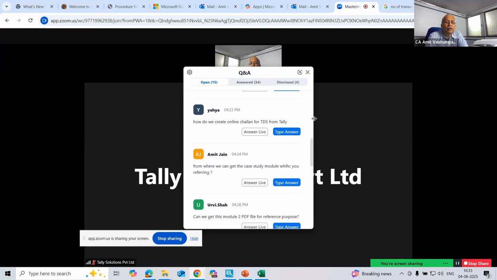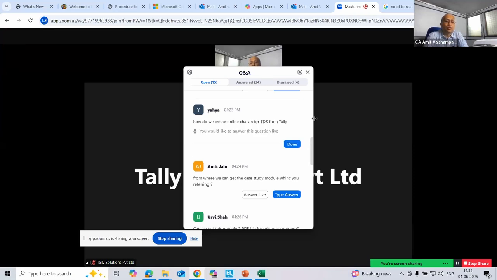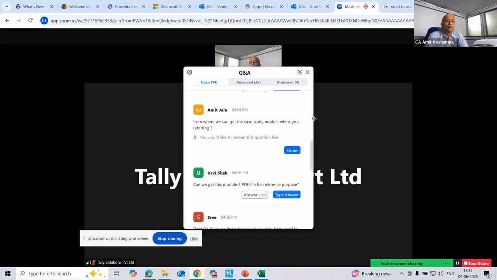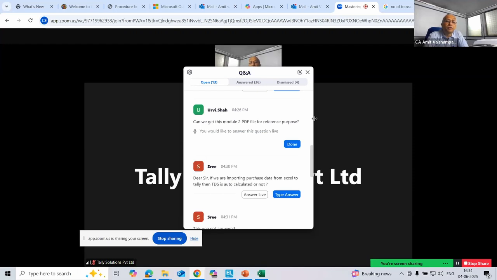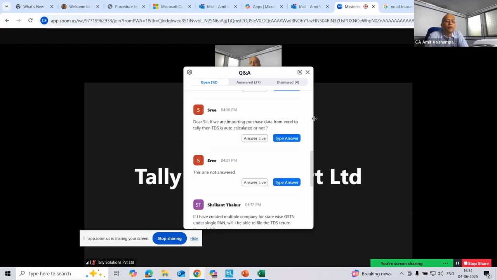From where can we get the case study module which you are referring to? Mr. Amit Jain, this is the advanced ITT courseware which the CA final students were using for their advanced ITT. Now the courseware has changed. Anyway, I'll share this with you. Can we get this module PDF file for reference purpose? Yeah, I'll share it with you.